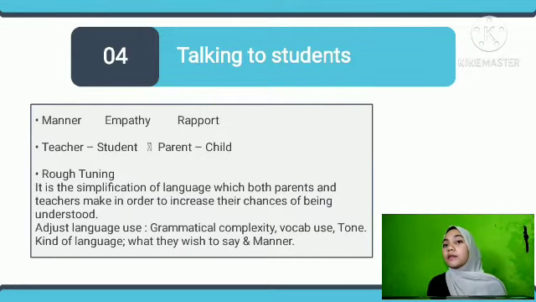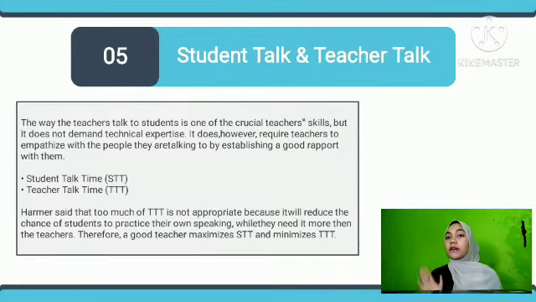It is the simplification of language which both parent and teacher make in order to increase their chances of being understood, and also adjust language use, grammatical complexity, vocabulary use, and tone, the kind of language, what they wish to say, and manner. Number 5, student talk and teacher talk.